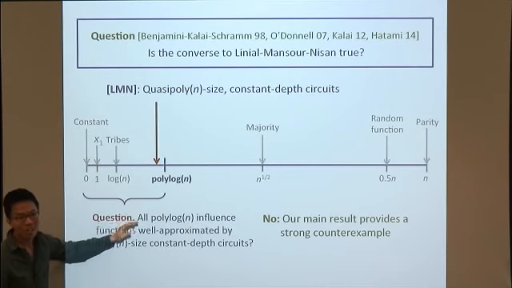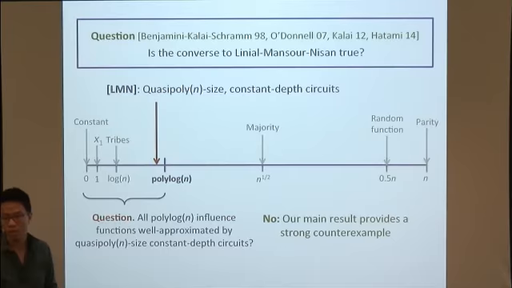And in particular, a question that came up during the times I gave this talk is, it would be nice to try to save this conjecture somehow. I'm very interested in the structure of polylog n influence functions.